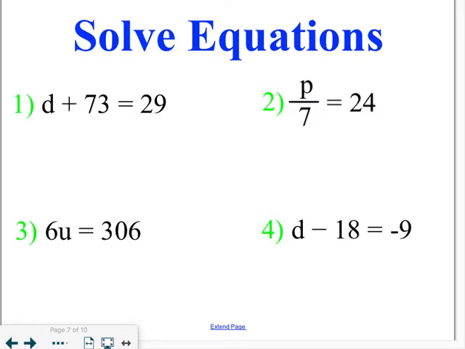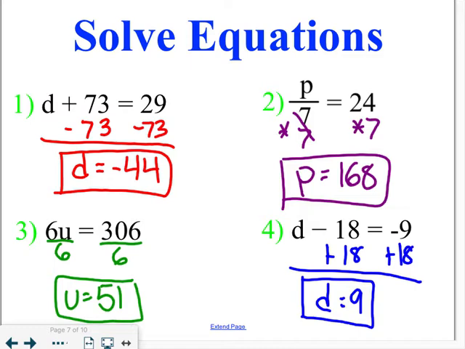Go ahead and solve these 4 problems on your own. So for answers, you should have gotten number 1, d is equal to negative 44. Number 2, p is equal to 168. Number 3, u is equal to 51. And number 4, d is equal to 9.